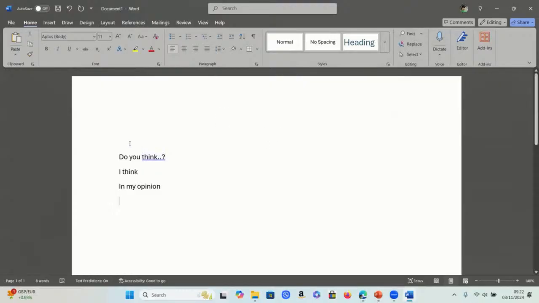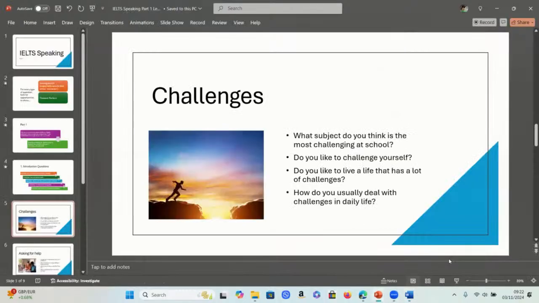I'll put it in here, right? Sentence frames, right? They were called sentence frames. So how do you say, oop, I'm not paying attention to my typing. Right, so how do you say I think? A better way of saying I think. Any idea of that one? What was the question again? Here we go. What subject do you think is the most challenging at school?